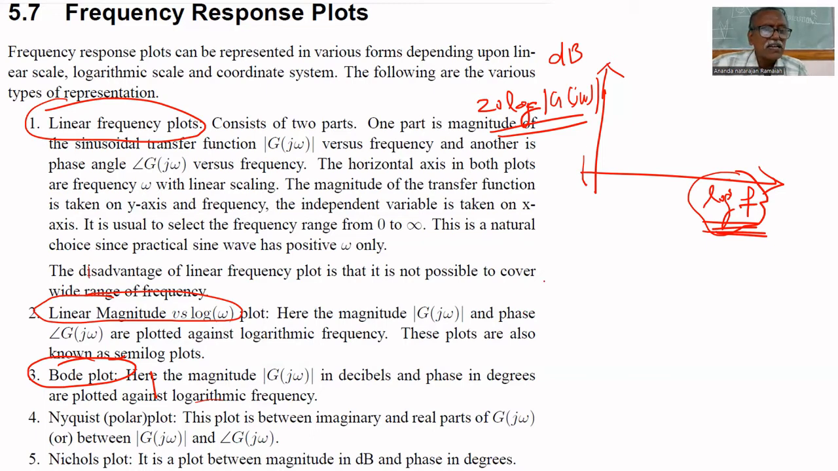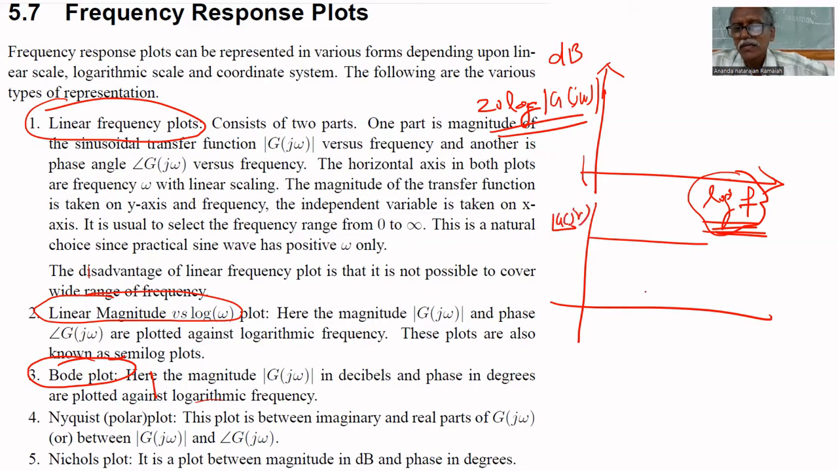For all these plots, first is the linear frequency plot, second is linear magnitude versus log omega plot, third is Bode plot. In all these cases, we can draw both magnitude as well as phase. Two plots are there: one is the magnitude plot, another is the phase plot. The phase plot is angle of g of j omega versus log f, and the magnitude plot is magnitude versus log f. Both we can plot for 1, 2, 3.